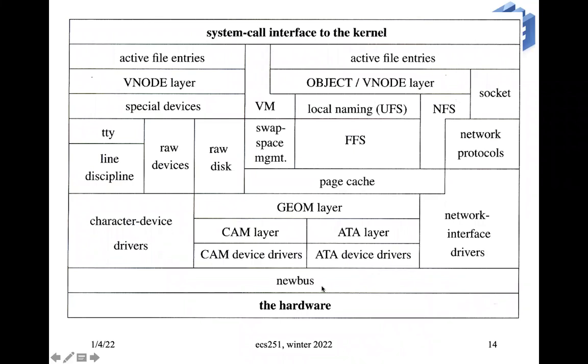So here, let's start looking at this kernel. What is the operating system kernel? You can see that below is the hardware. The hardware is connecting to all your devices, your hard disk, your network device, any kind of device that you can connect, your mouse, your keyboard, whatever is under the hardware. And on top of this is what we call the system call interface to the kernel.